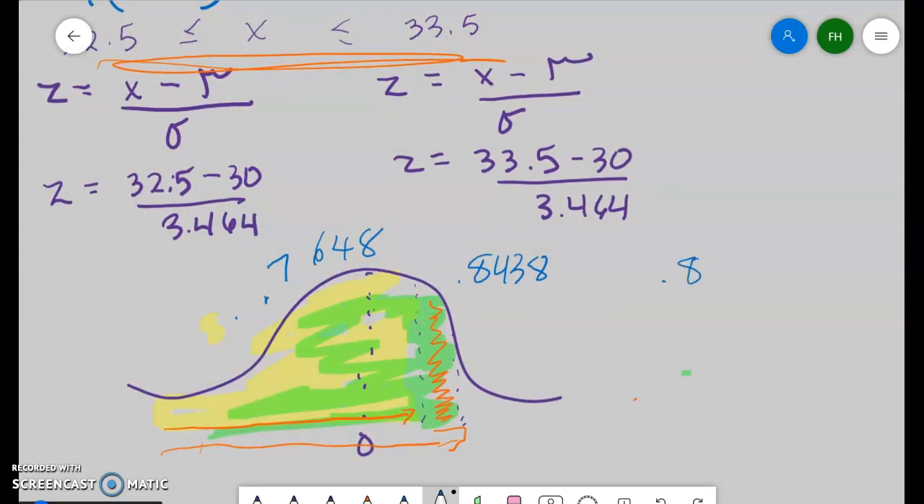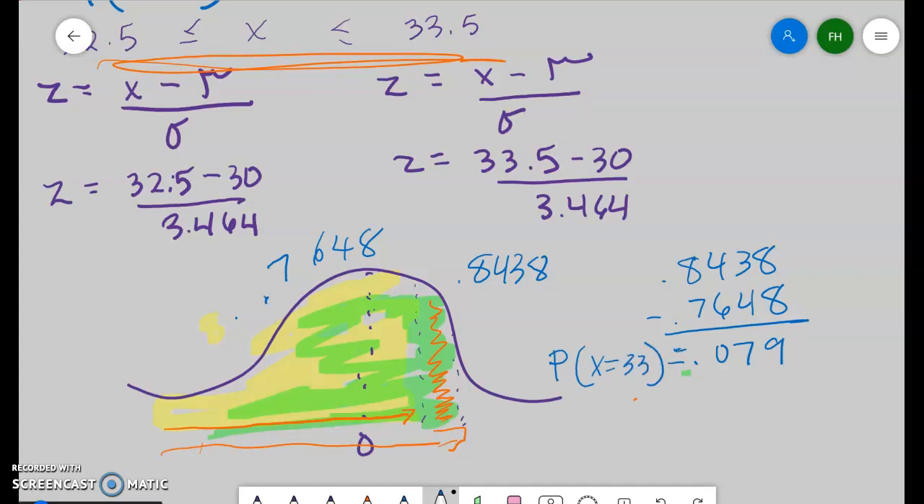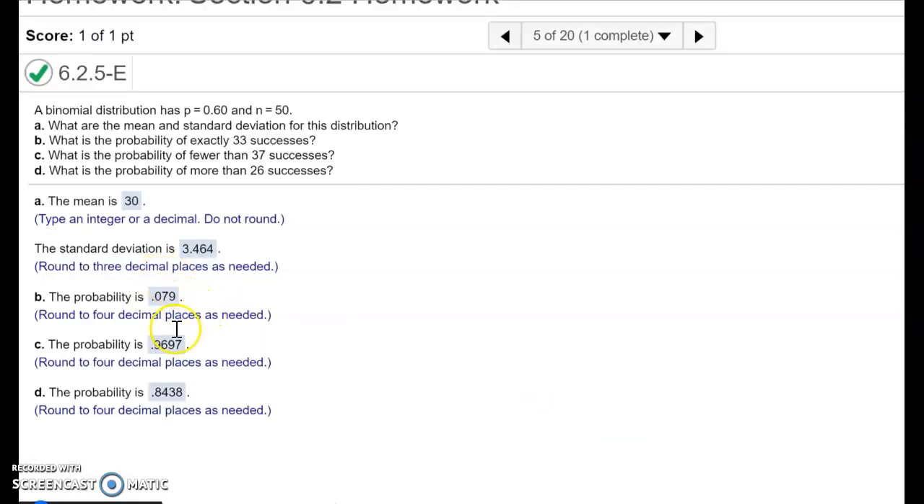So you can see that I mess up too a lot, actually. And normally sometimes when I mess up, I start over, or I pause it and rewind it and edit it. But I think it's good and encouraging to see that Miss Horn messes up a good bit. 0.8438 minus 0.7648. And you should get 0.079. So the probability that x equals 33 is 0.079. And I will finish this problem in the next video.